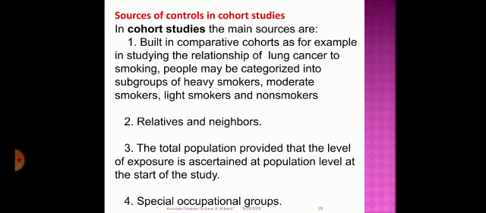Sources of control we have already mentioned. Either we take an internal comparison by choosing from the same group, for example, from the same cohort. For example, from the second year in medical school, we can take smokers and non-smokers, or we can compare them with another group from another college or from another population, or with relatives or neighbors, or the total population. And if we take a certain occupational exposure, we can take controls from an occupational group.